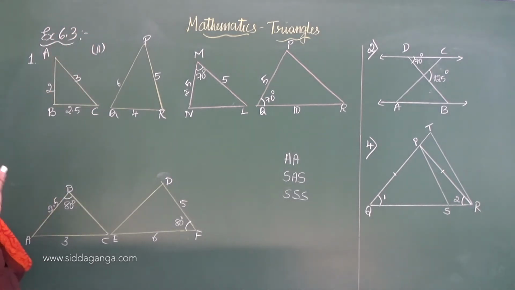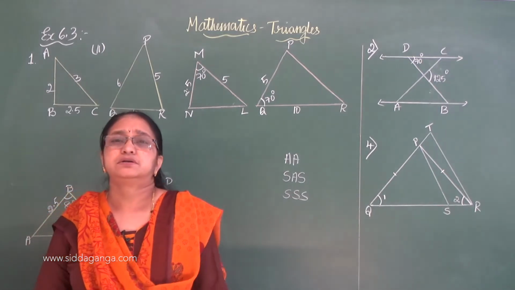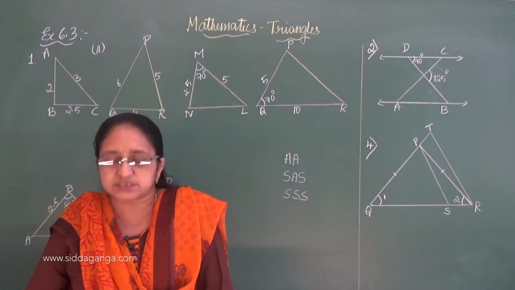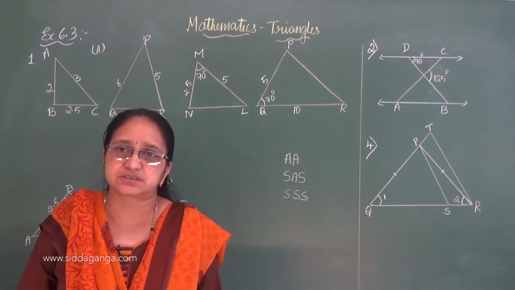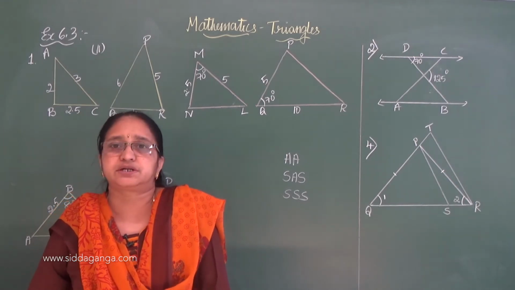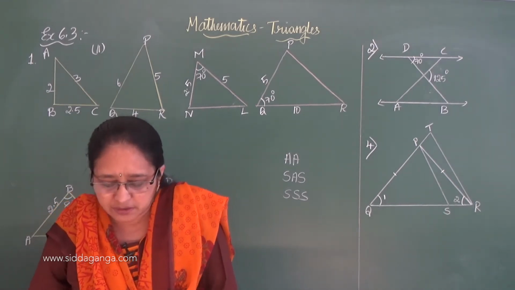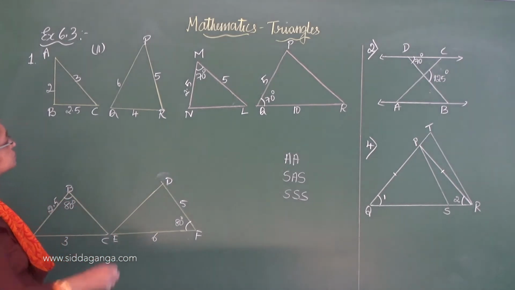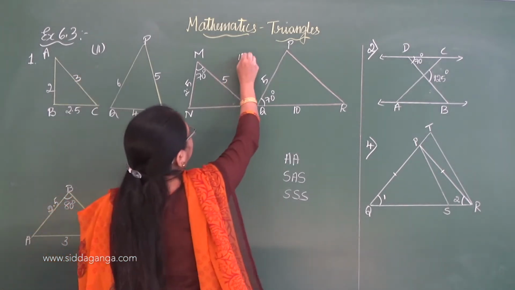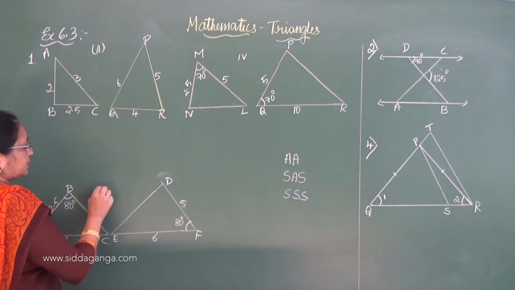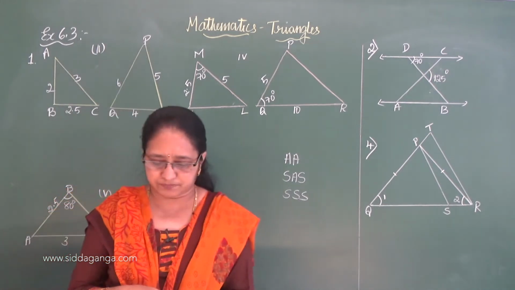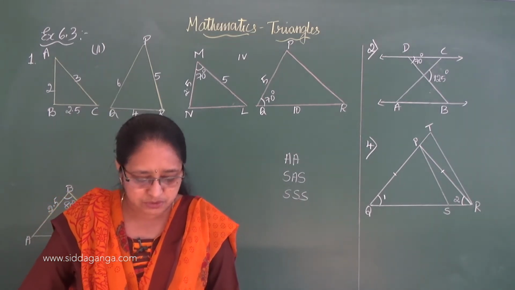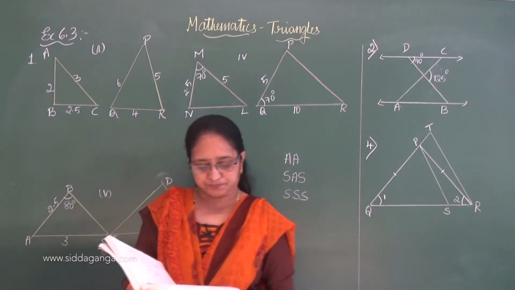In this, in a few diagrams they have given the angles, in a few diagrams they have given the sides, and in a few they have given the angles as well as the sides. Now let us try to compare. So from the first main, I have taken the second one and fourth one and fifth one. Okay. So the other three you can work out. So I will read out the question for you.